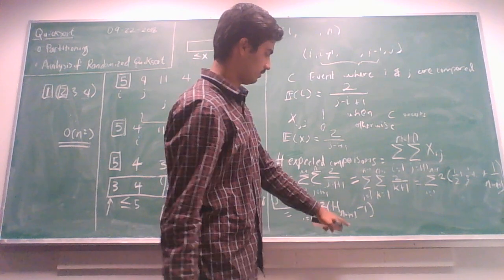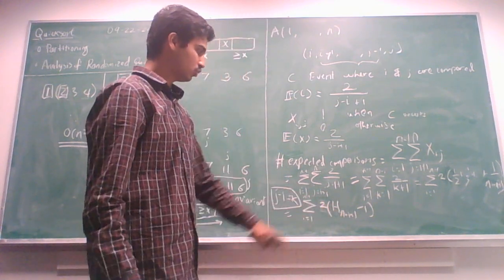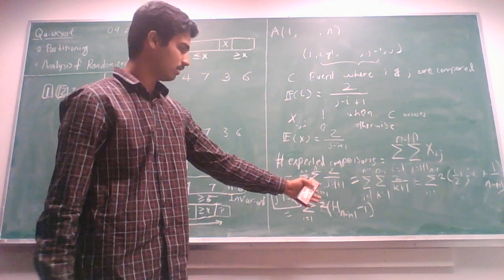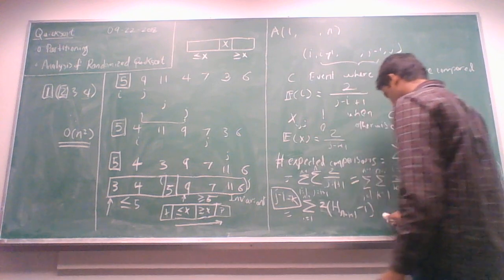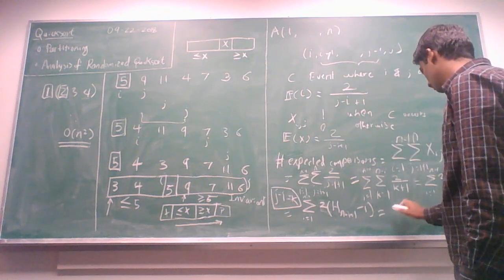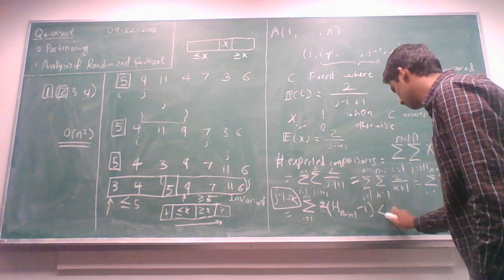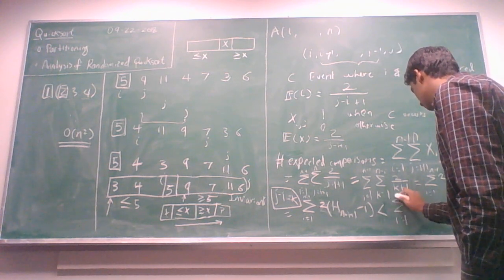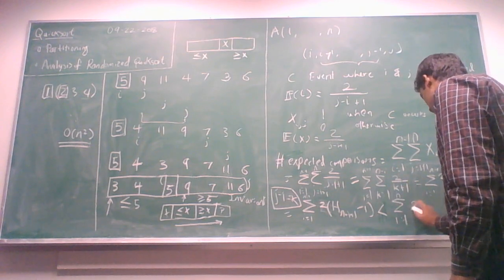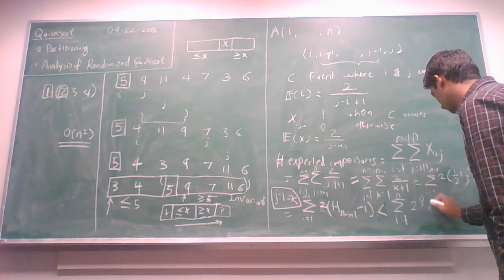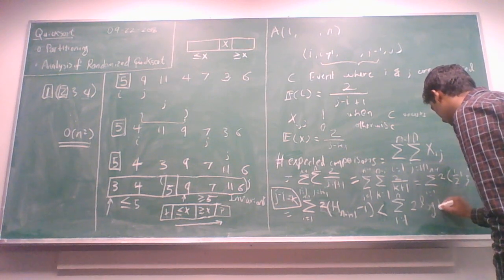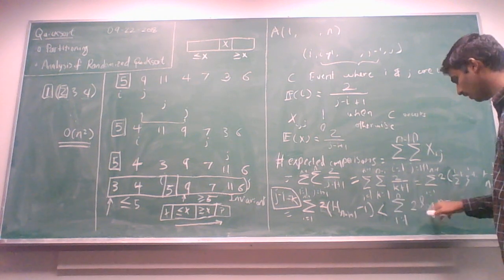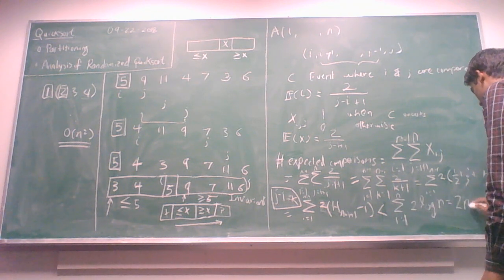Now we know that the harmonic series is bounded by log n. So we could bound this bracket by log of n, which is less than two times log of n. And since the summation is going from 1 to n, we see that this entire term is 2 times n log n.